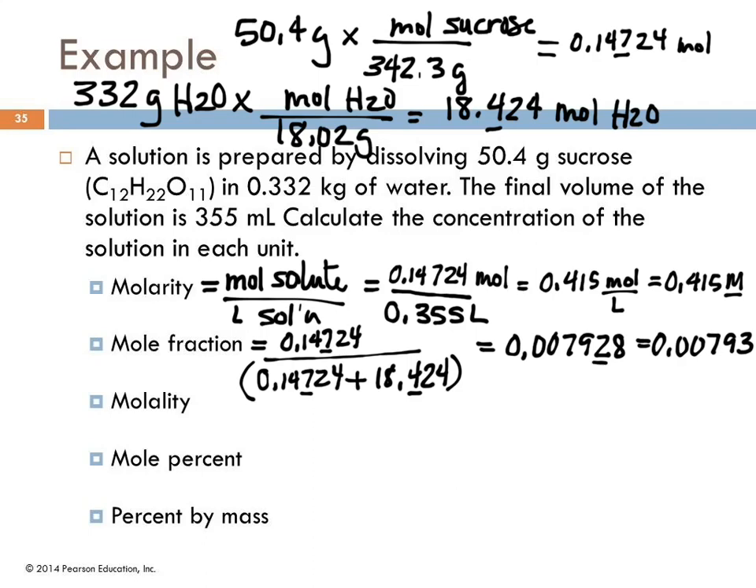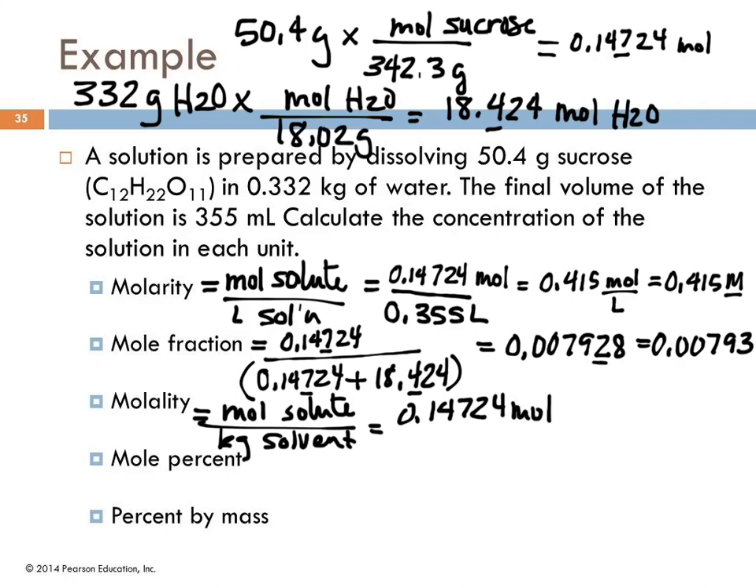Molality. Molality is moles solute per kilogram solvent. So we're going to use the moles of sucrose again. And what's the mass of water in kilograms? Oh, they gave it to us. Almost seems too easy. So we divide by that. 0.14724 divided by 0.332. And this will be 0.443. The abbreviation for molality is a lowercase m. That bothers me because that's also the abbreviation for meters. Or you can say moles per kilogram.